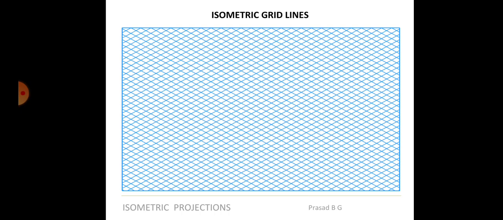So in isometric projection we had to go through the theory of that. What do you mean by isometric projection? What do you mean by isometric view? And what is the isometric scale? How to convert the lengths into ISO? And then I explained about the grid sheets.